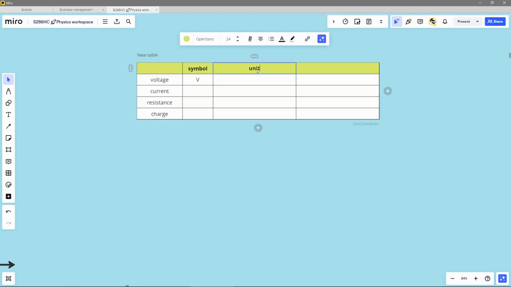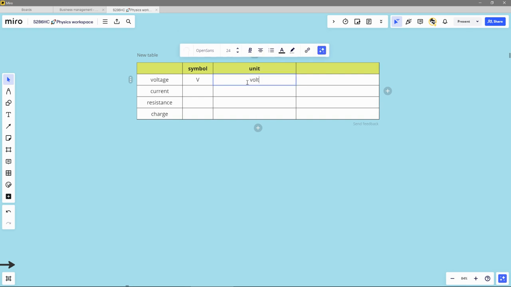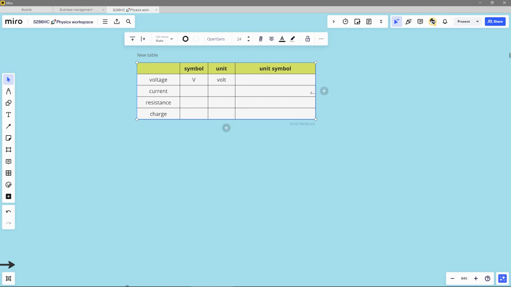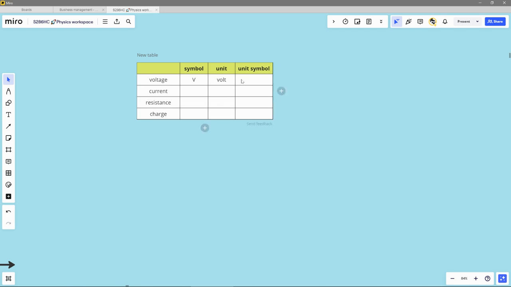And then we've got the unit for voltage, which is volt. And then we've got the unit symbol. This means what could I write instead of writing the unit? So instead of writing 5 volts, what could I write instead of writing the whole word volt? And the symbol for volt is also a capital V.